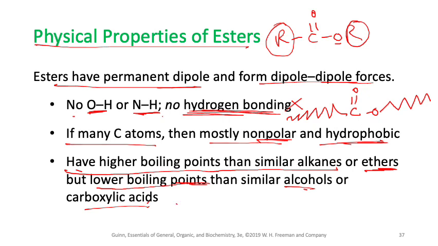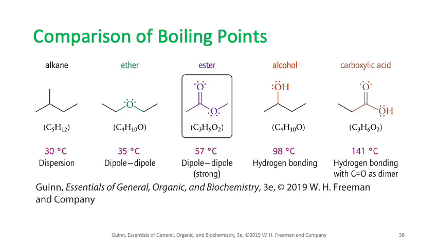So alkane has the lowest boiling point and carboxylic acid has the highest boiling point if you compare the same number of carbons, right? Let's go to the next slide and try to understand this concept again. If you see, we have alkane, ether, ester, alcohol and carboxylic acid, and we are comparing the boiling point, right? Any alkane has the lowest boiling point because it has just dispersion forces, which is the weakest kind of force of attraction.